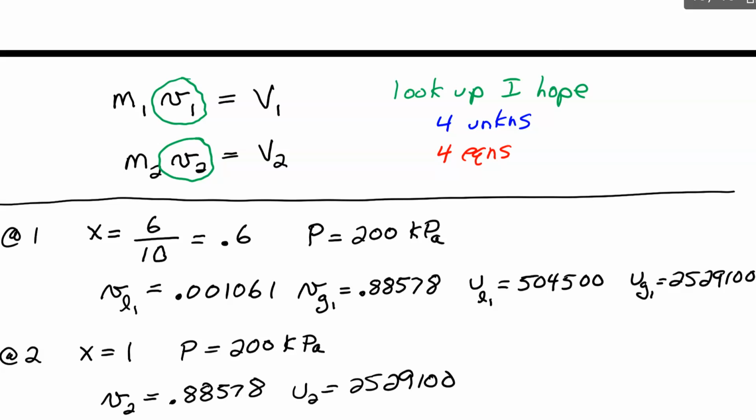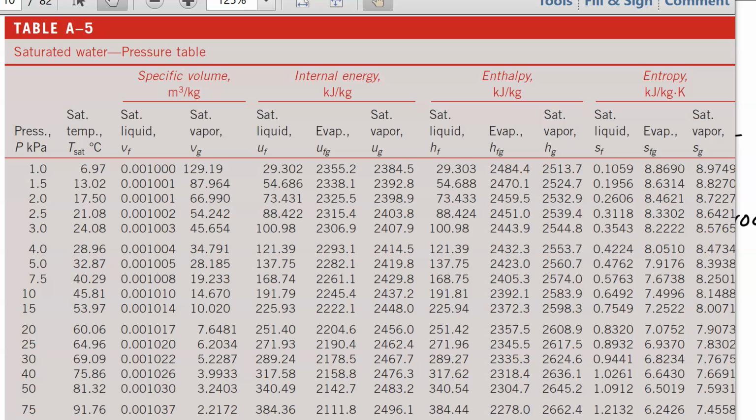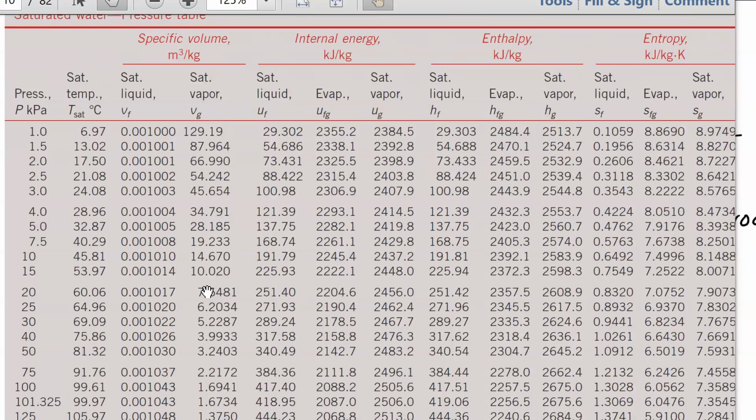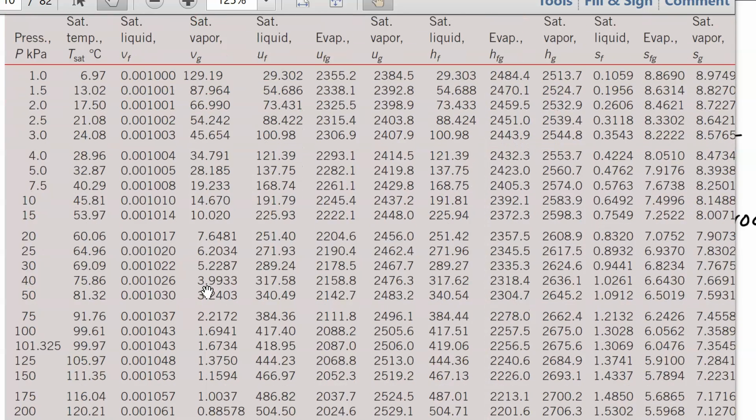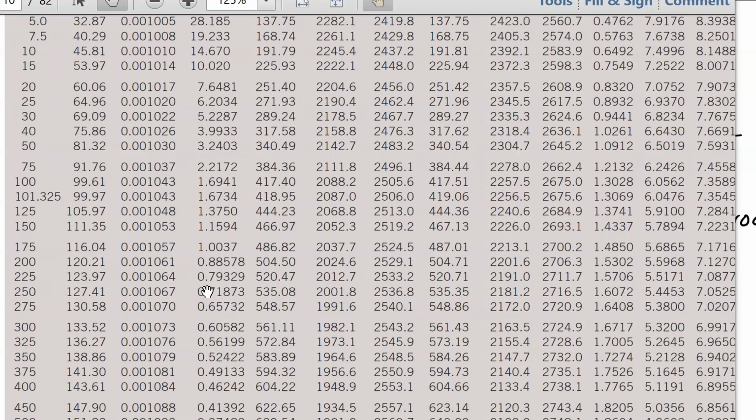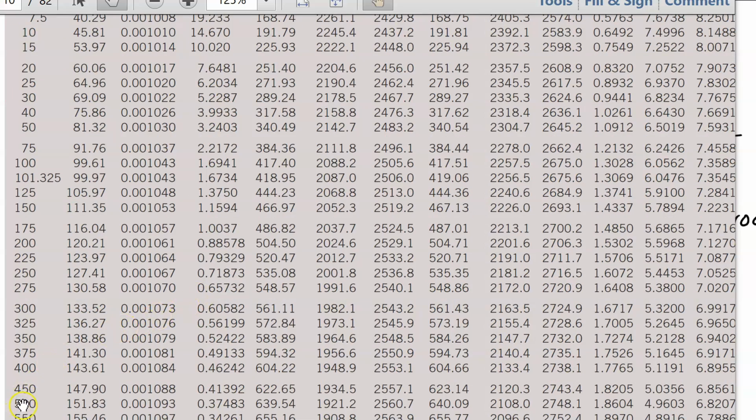What table are you going to use? To figure out what table, I need to find out if it's saturated or if it's superheated. So what I know is it has a pressure of 0.5 megapascals. That's 500 kilopascals. So I start off in the saturated A5 table, pressure table, and I'm looking for 500 kPa. So I just scroll down and I find 500. The boiling temperature at that pressure would be 151 degrees centigrade, and I'm much hotter than that. So that means it's going to be a superheated vapor. So I'm going to go to the superheated tables.